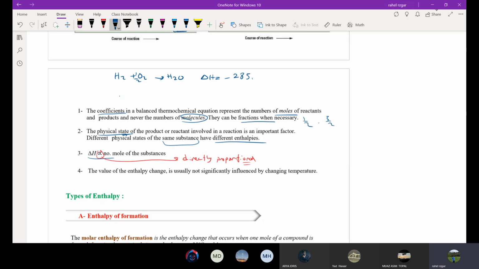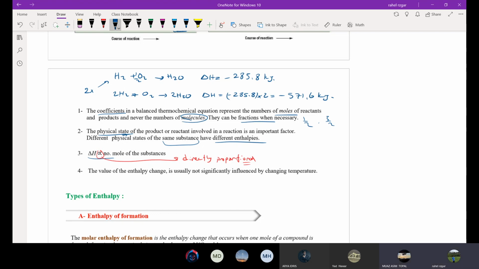Okay, 285.8 kilojoules. Now, what about if we multiply this equation by 2? So it becomes 2 hydrogen plus 1 oxygen gives 2 H2O. Then delta H will also be multiplied. So it will be minus 285.8 multiplied by 2, so negative 571.6 kilojoules. That's how you do it.